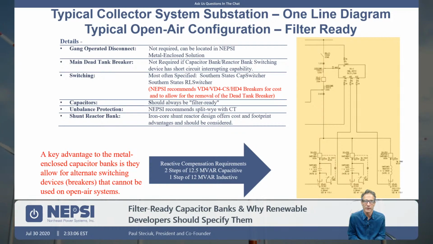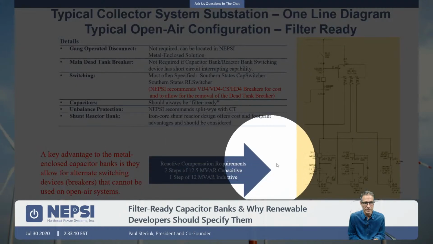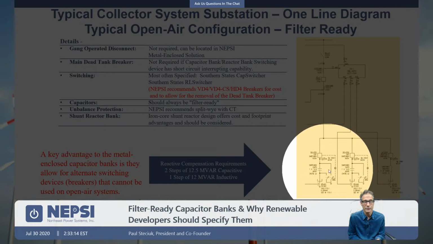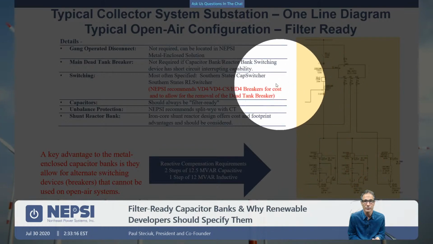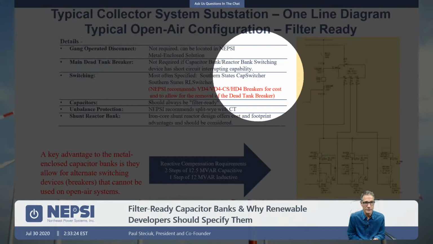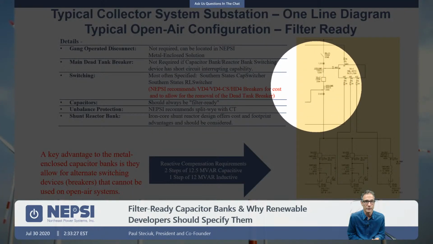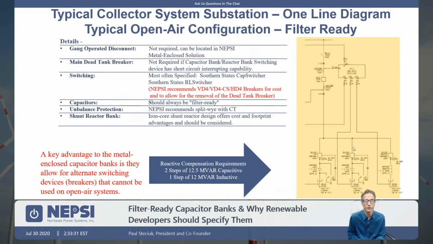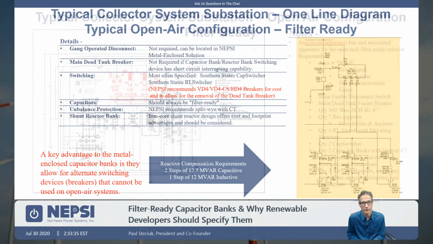There are some advantages with the metal enclosed solution. The key advantage is that we can change the switching device in here from a common Southern States cap switcher to also include other switches such as an ABB VD4 or VD4CS or an HD4. There are some advantages to doing that, and the key advantage is the elimination of the feeder breaker to the capacitor bank down here. Something you can't do with an open air solution, something you can do with the metal enclosed solution.